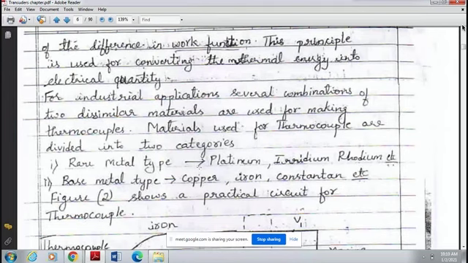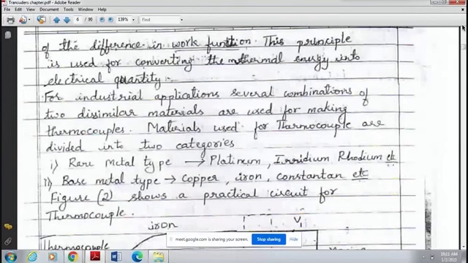There are two types of materials which can be divided. One will be from the rare metal combination and one will be from the base metal combination. Rare metals are platinum, iridium, rhodium, all these come under rare metal types, and base metals are copper, iron, constantan. These are the different metals we use.